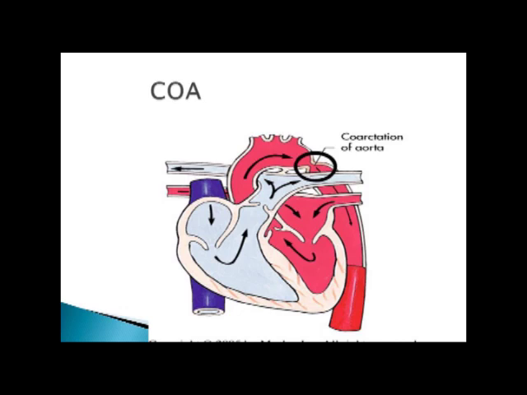So if you see this heart model here in this picture, you see that everything's normal inside the heart, and then as the blood is coming out of the aorta, three vessels take the blood up to the head and the upper extremities. Right after those vessels is a constriction or a coarctation of the aorta.